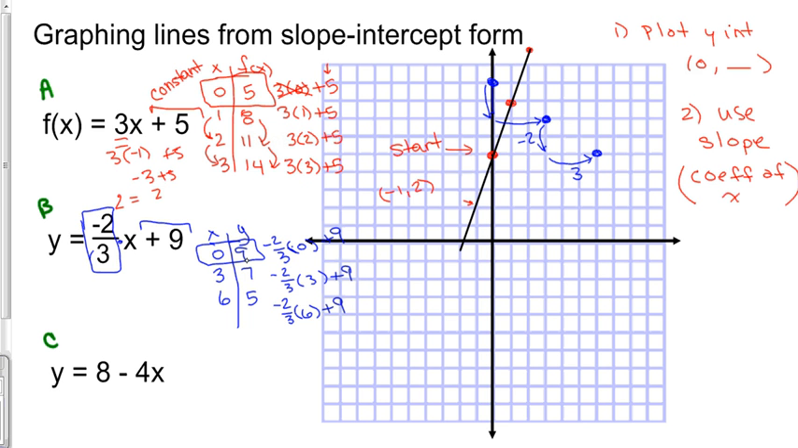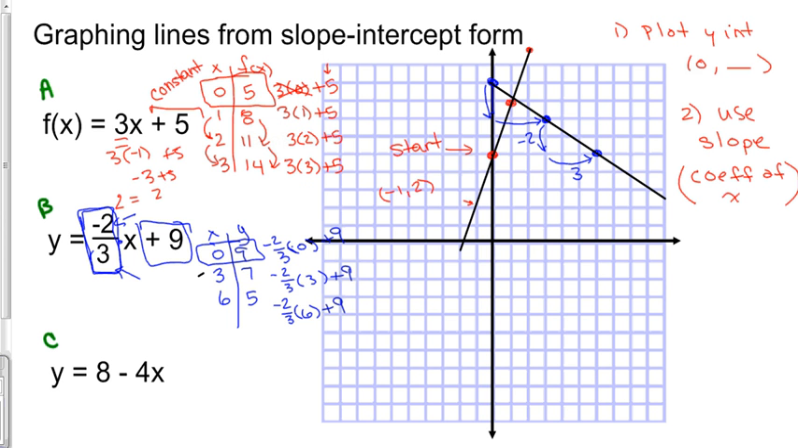So rather than going through the work of calculating all these points, I could simply have started with the y-intercept value and then use the slope, which is my coefficient of x, to tell me my rise and my run from point to point. And then again, I can connect those up with my ruler and my straight edge to make that line.